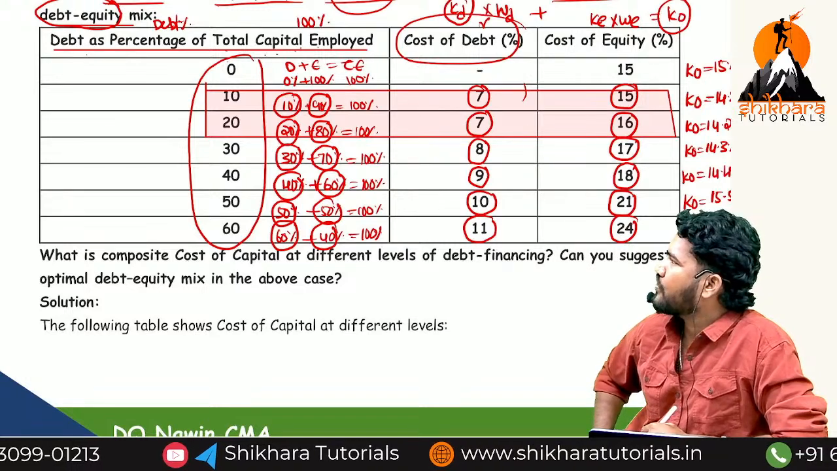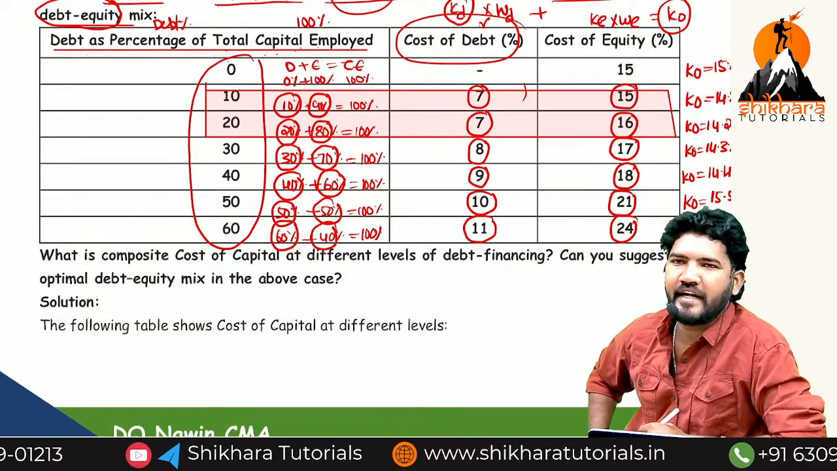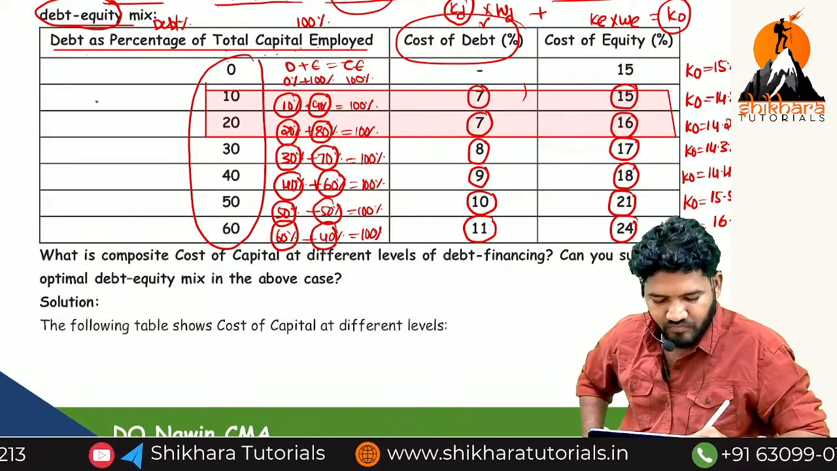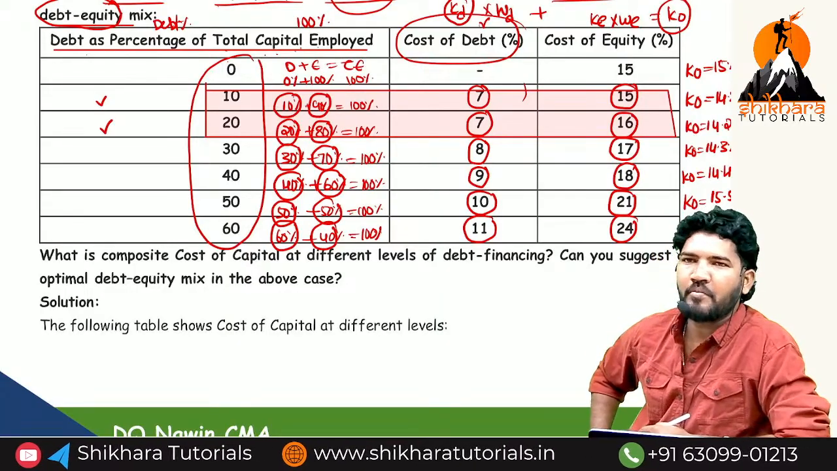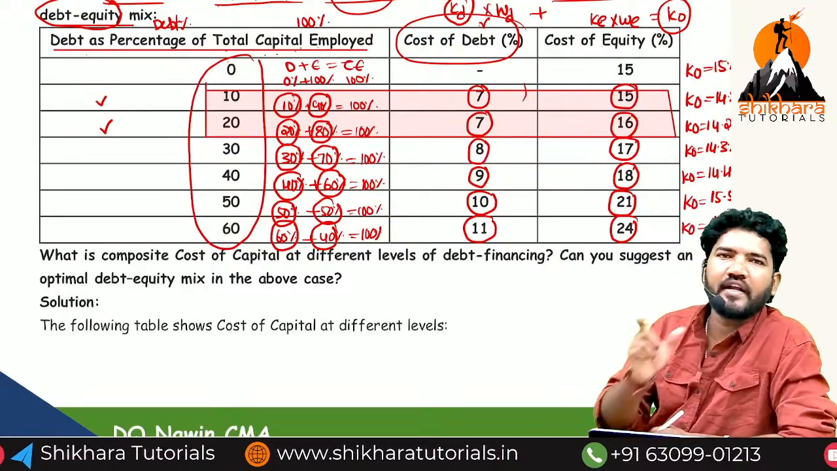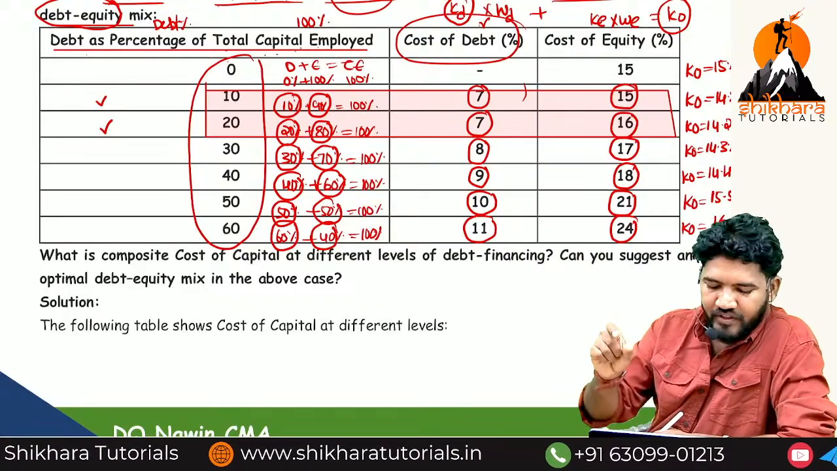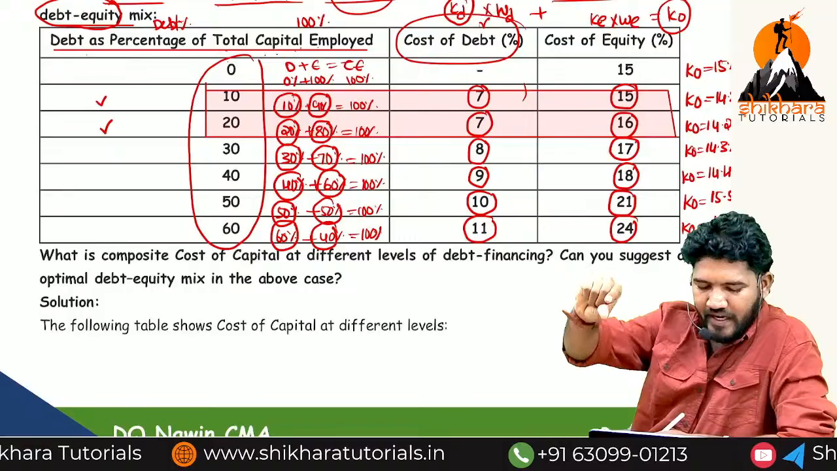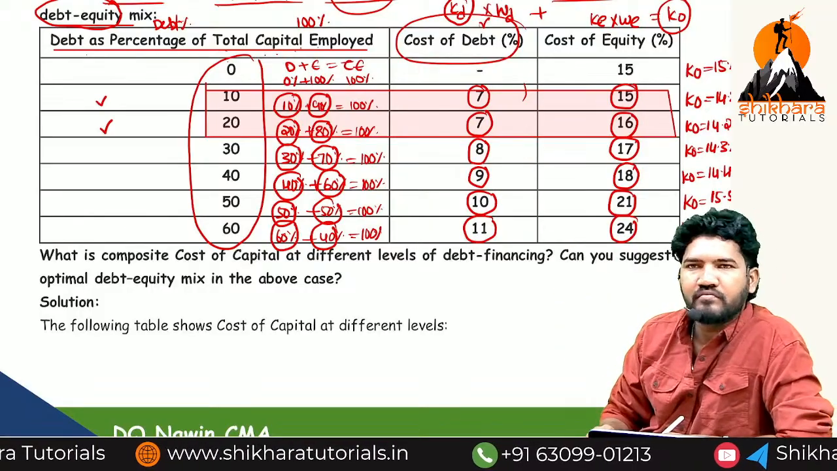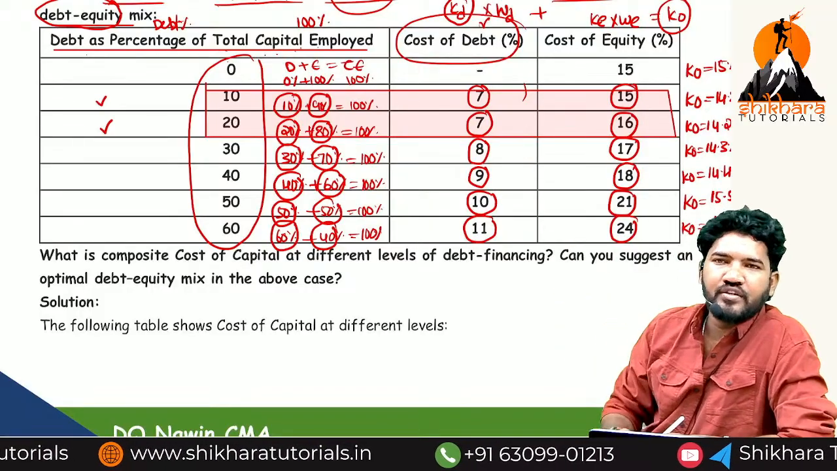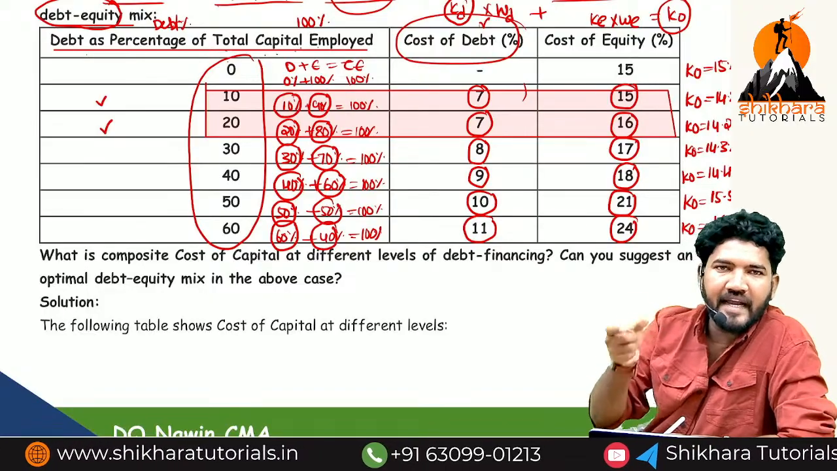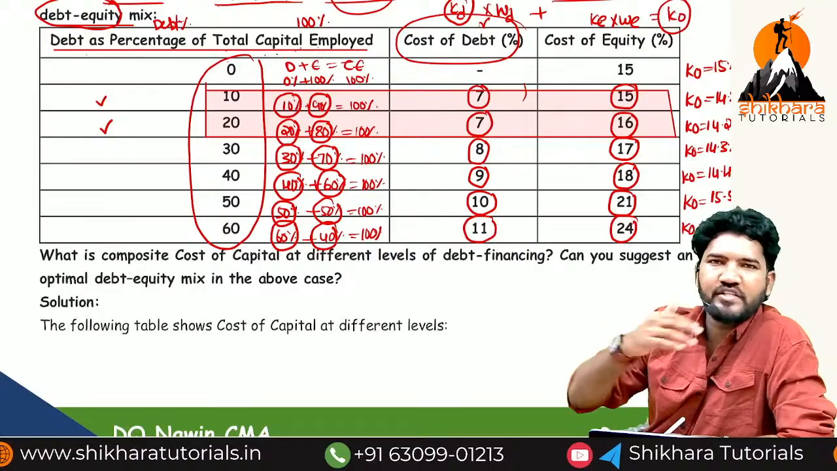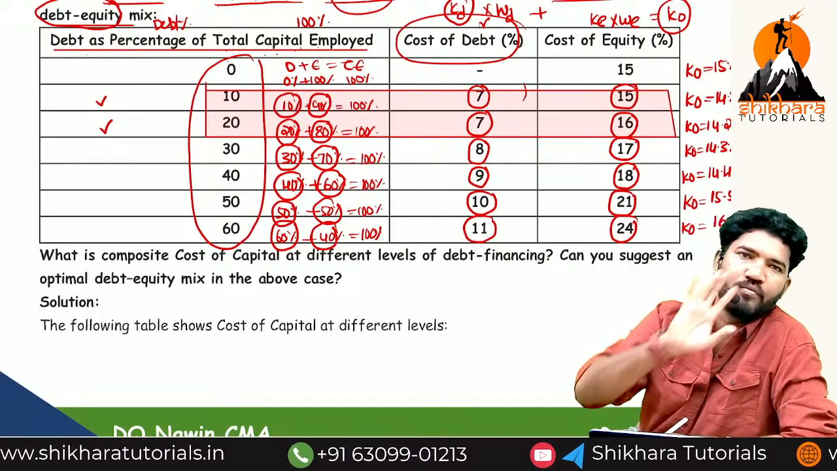Now you have to state the decision. The best debt equity mix is option 1 and option 2. Option 1 says if you want capital, procure with 10% debt, 90% equity. Option 2 says if you want capital, 20% debt, 80% equity. Both are best only on basis of KO.